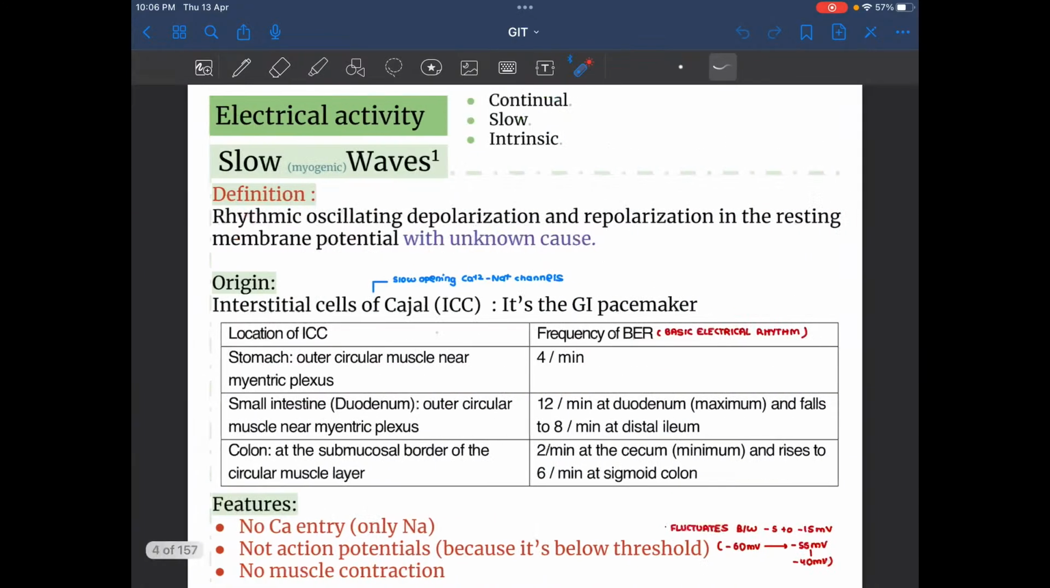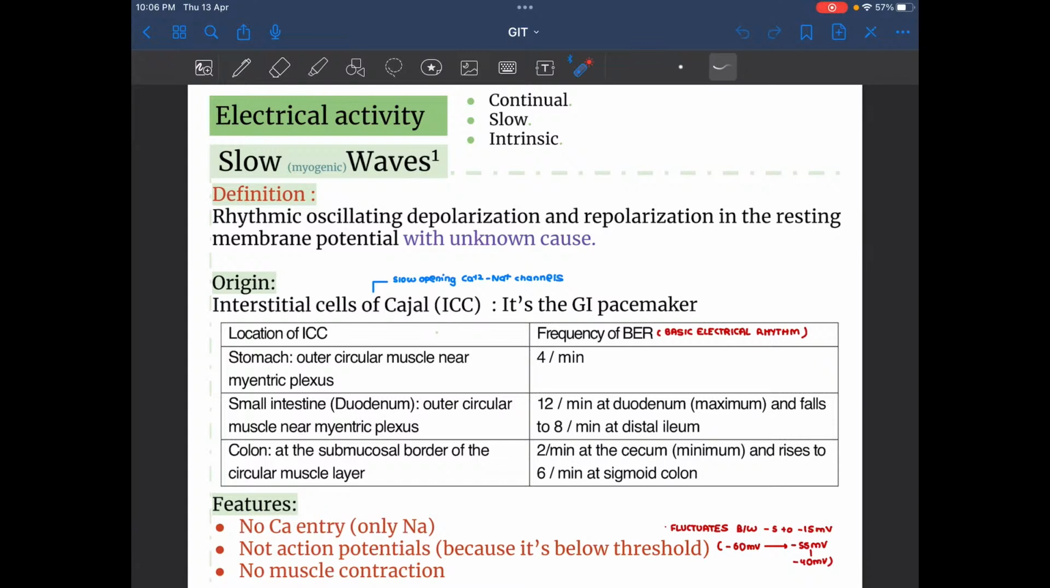Okay. Now, talking about the electrical activity which is present in the GIT, we're going to discuss three types of electrical activity. First thing that I want to turn your attention to is the slow waves and the myogenic wave. I think you would remember the single unit smooth muscle cells. They only need neural input for modulation, but they're primarily myogenic. That means they don't need any other supply.